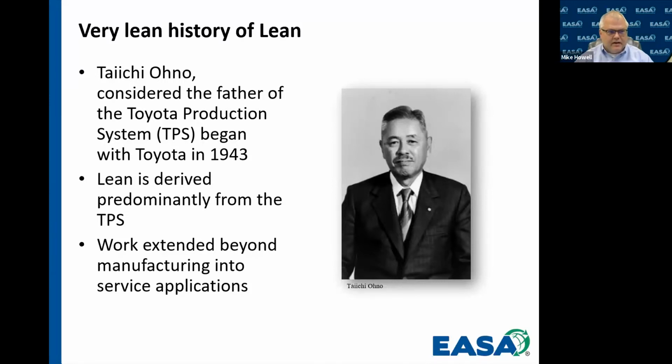And then in the 1940s, in post-war times, Toyota began the Toyota production system. One of the most key individuals in that development was Taiichi Ohno. And what we now call lean is derived predominantly from the Toyota production system. So this work, although it began in manufacturing, certainly extended far beyond into other work environments, including service as well, and healthcare. Been really big in healthcare.